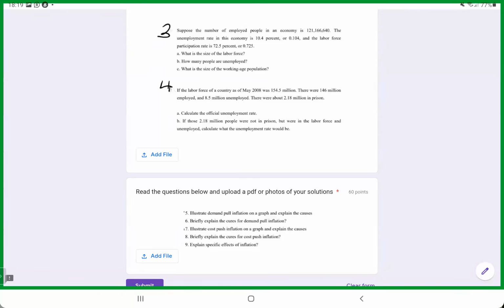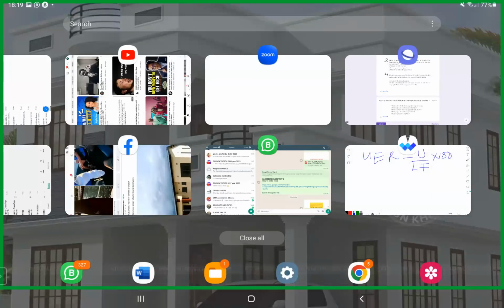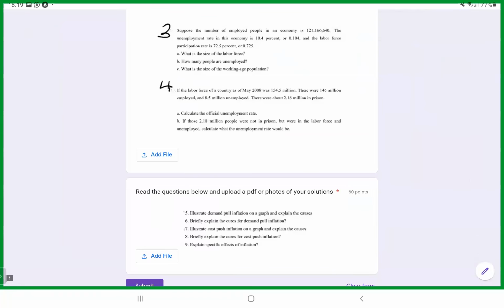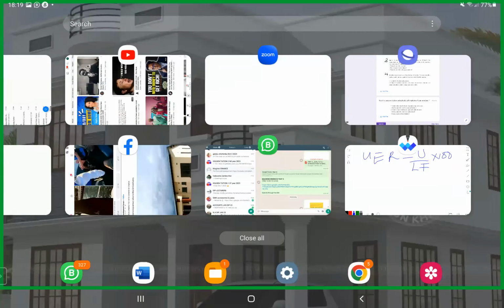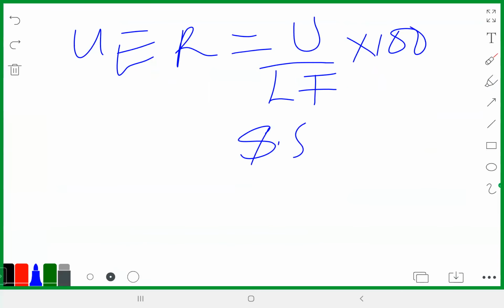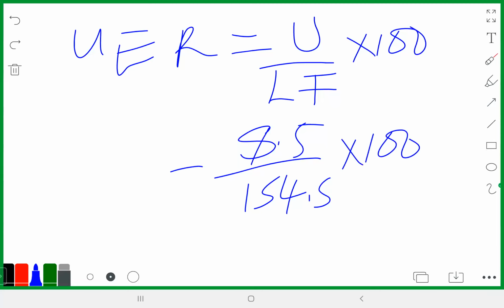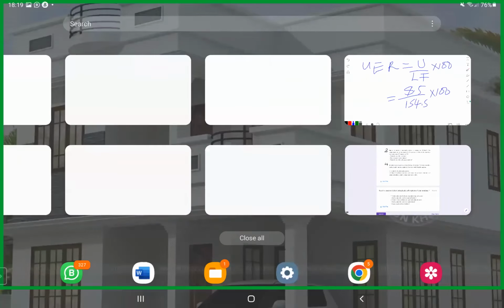So what is this? It's 8.5 over 154.5, so 8.5 divided by 154.5 times 100. This gives us an unemployment rate. What is the unemployment rate? Are we not supposed to remove those who are in prison? Let me check. Thank you.